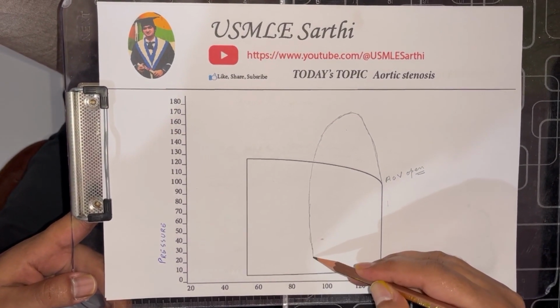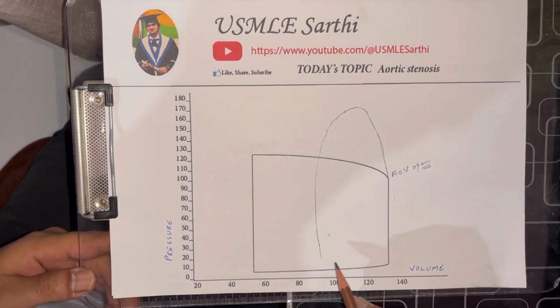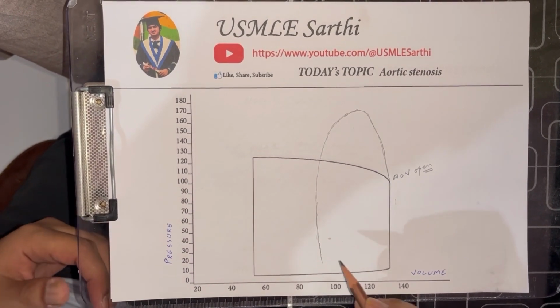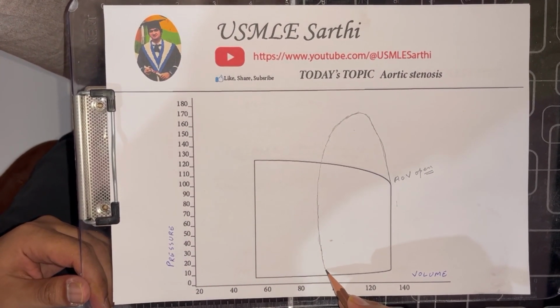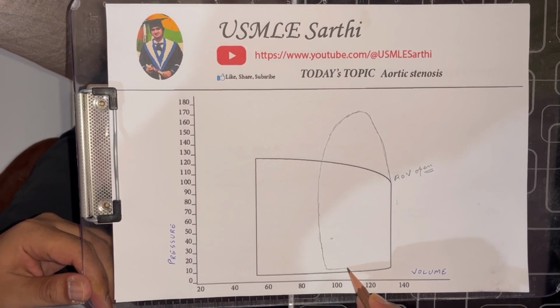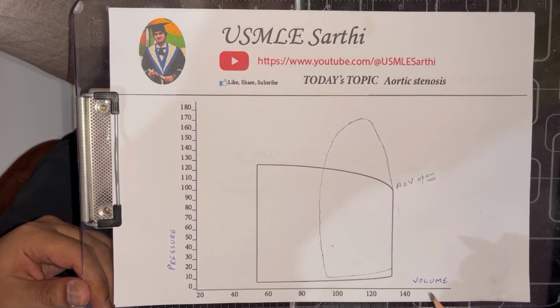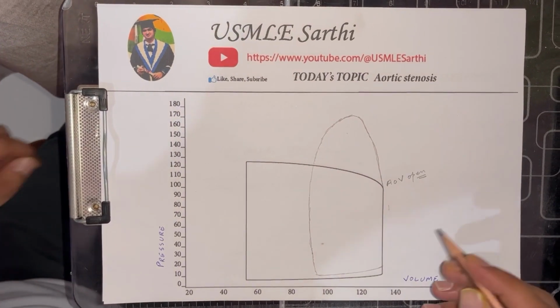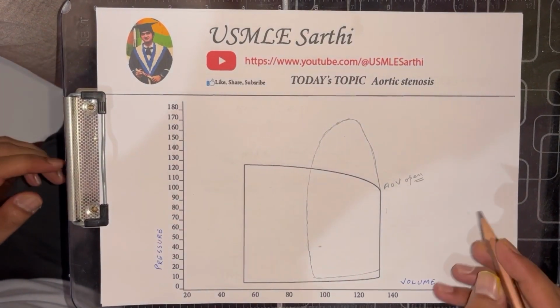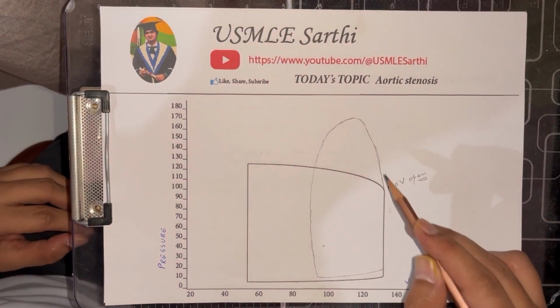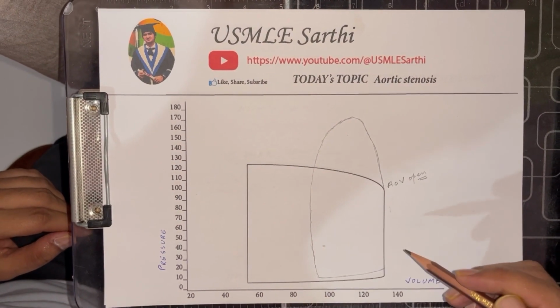So the ejection fraction, or we can say the stroke volume, will be decreased, but the end diastolic volume will be somewhat the same, because the left ventricle is not so flexible that it can relax more. So this is what the aortic stenosis graph looks like.